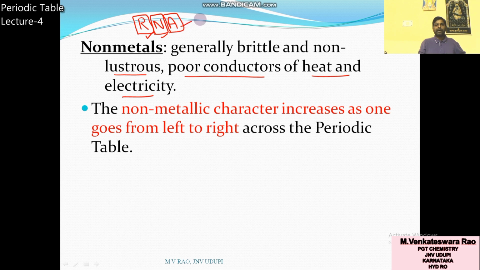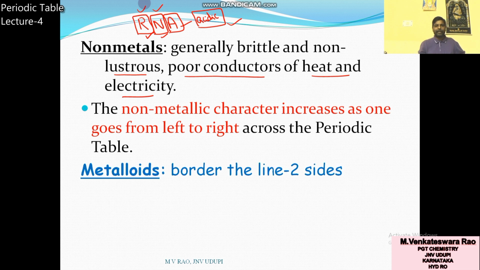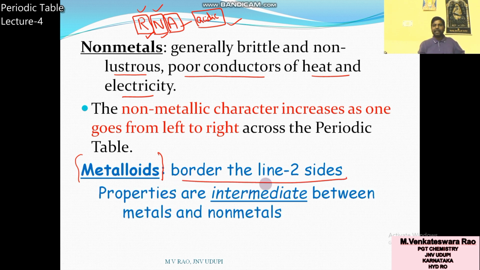Non-metals compounds are acidic in nature. Oxides are acidic in nature. Non-metals, they are placed at right side of the periodic table. And one more variety is metalloids. Metalloids, they are present in between metals and non-metals. Properties are also intermediate between metals and non-metals.